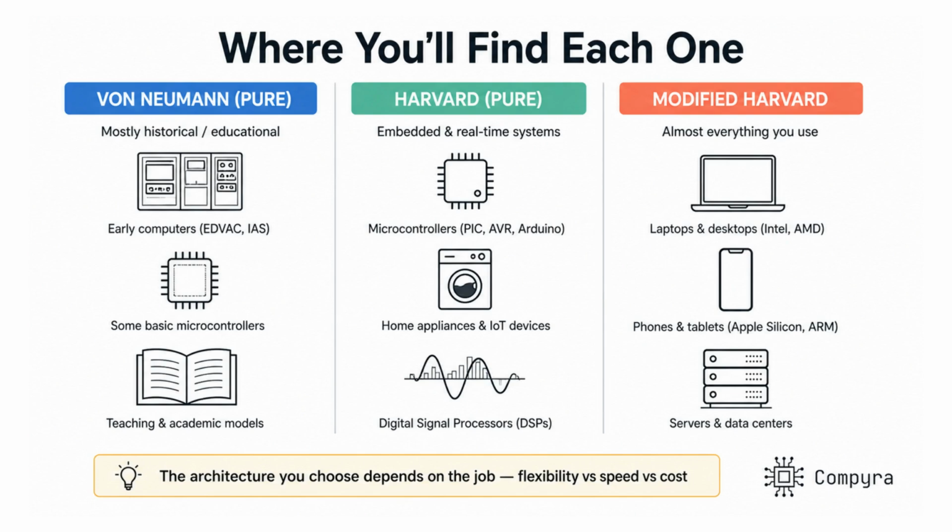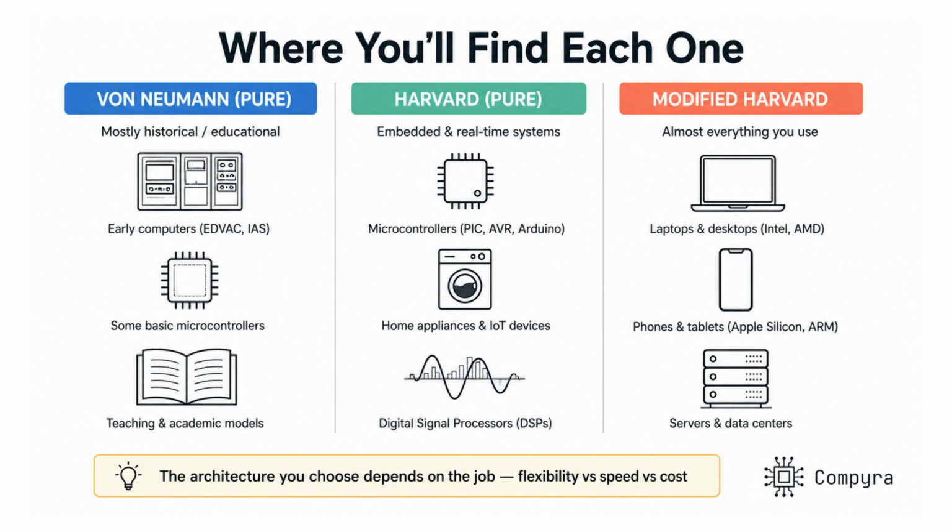Pure Harvard is alive and well, just not where you'd expect. It lives inside embedded systems. The microcontrollers in your washing machine, your microwave, your car's engine controller, a lot of those are Harvard chips. Families like PIC and AVR, which power the classic Arduino boards, plus the DSPs that handle audio and radio in real time. These devices run one fixed program and need every clock cycle to count, so Harvard's parallel fetch is perfect.